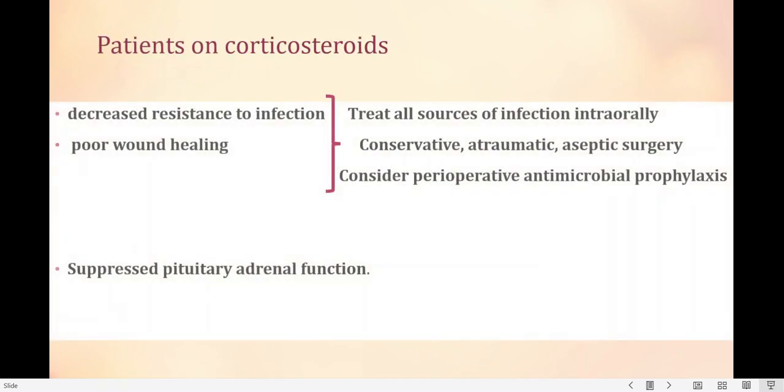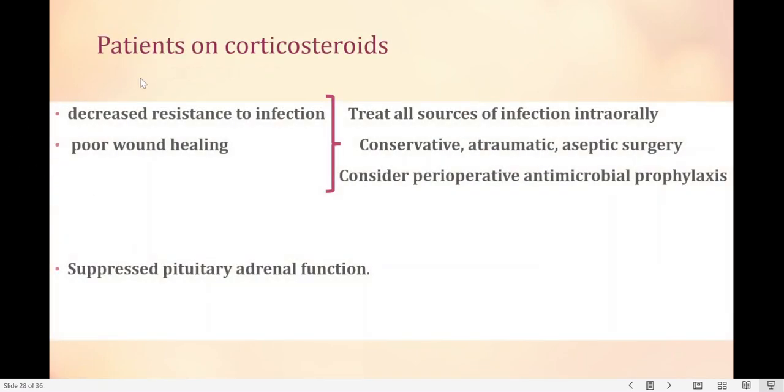Now we come to corticosteroids and how these are implicated in dental management and how we are going to modify the dental treatment in order to avoid complications arising from corticosteroid treatment.